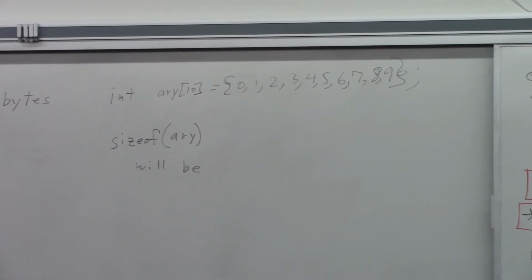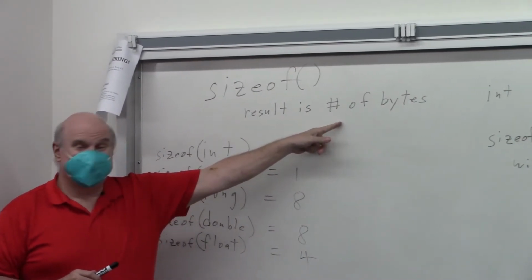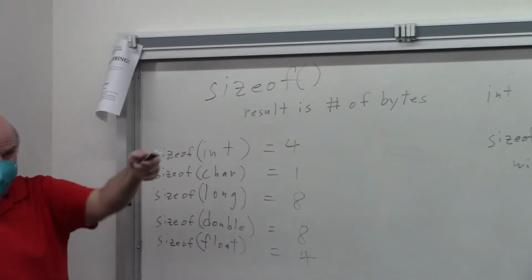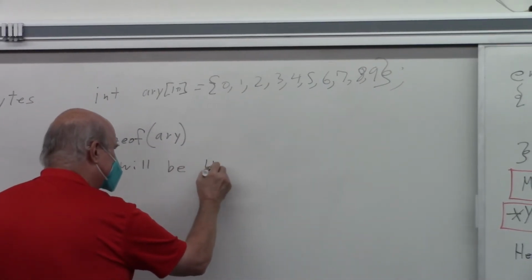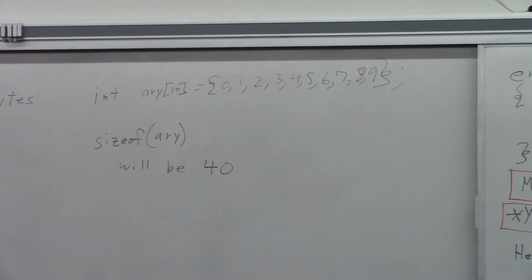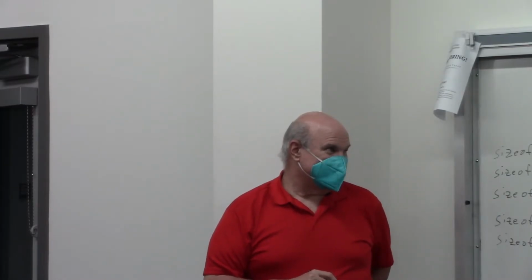What do you think sizeOf array will be? No matter what you're doing, the answer of sizeOf is always the number of bytes. 40? It would be 40. But didn't you say at the end of every array is always a null type or something? Nope. That is the convention for a string contained within a character array. So sizeOf array will be 40.